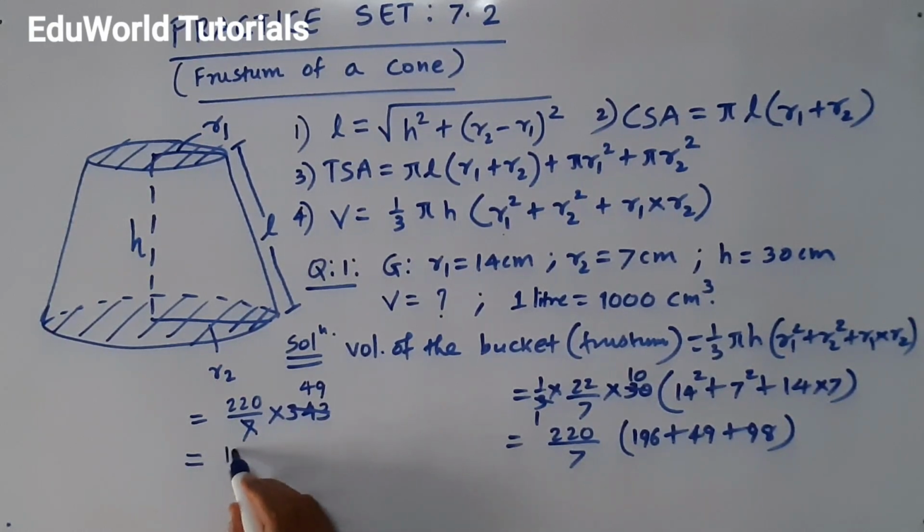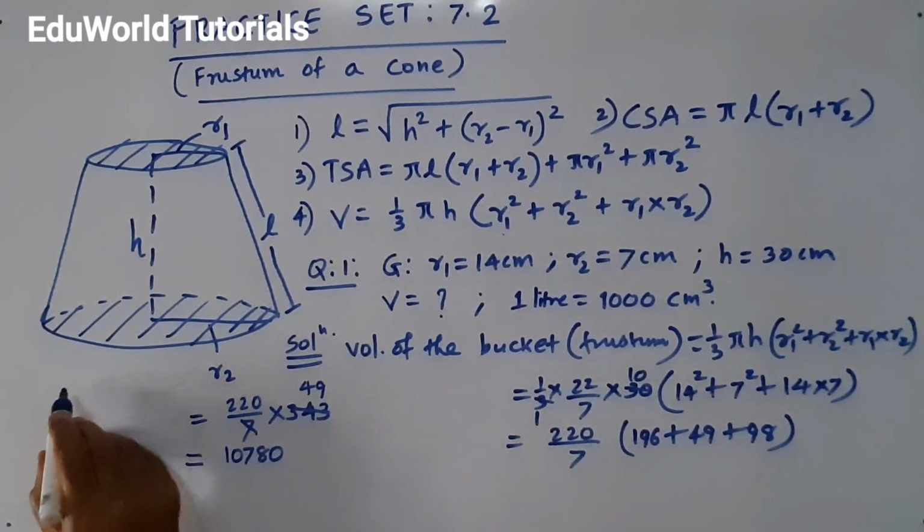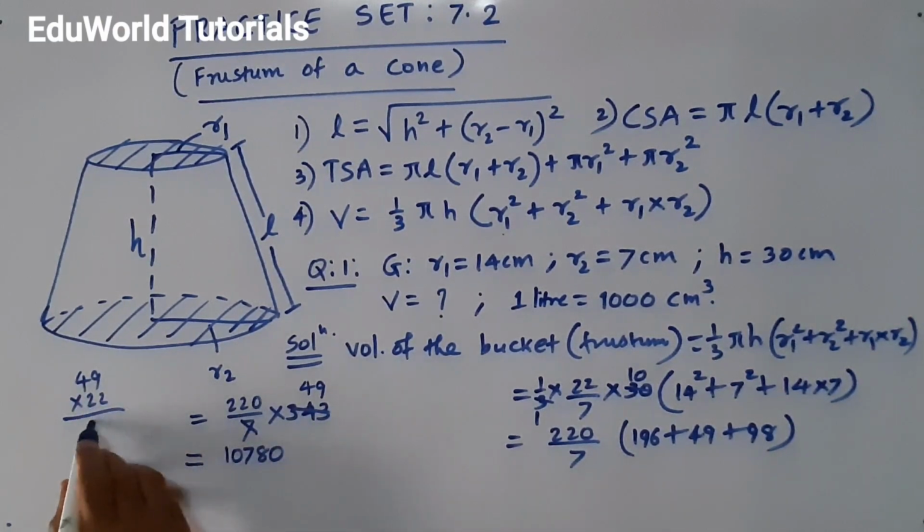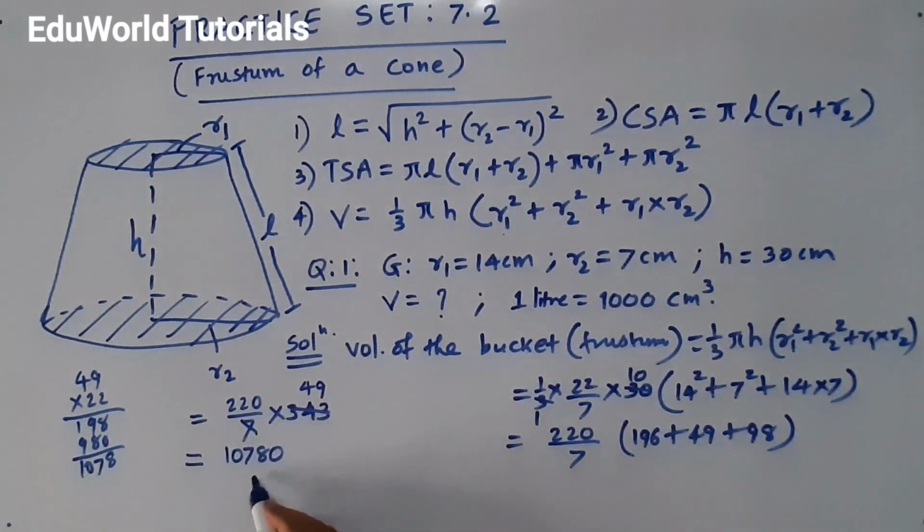The product is 10780. How to multiply simply? 49 multiplied by 22. It is 220, but 22. 49 2s are 98. 0. 49 2s are 98. So 8, 9 plus 8, 17. And 10780. And then this is 220, so I have to put 0.